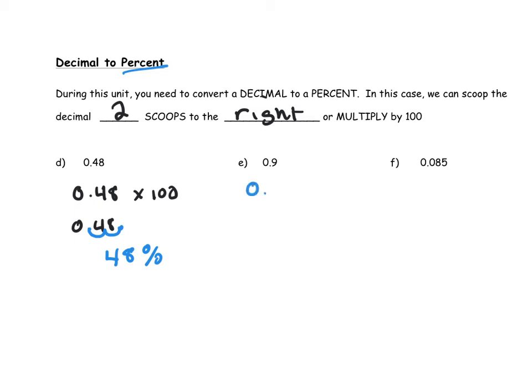Sometimes we're just given one digit, 9/10. Again, we can multiply by 100, or we can take the decimal and move it 2 placements, 2 scoops, it's no longer here, it's here, to the right, and then place a 0. So this would be 90%.